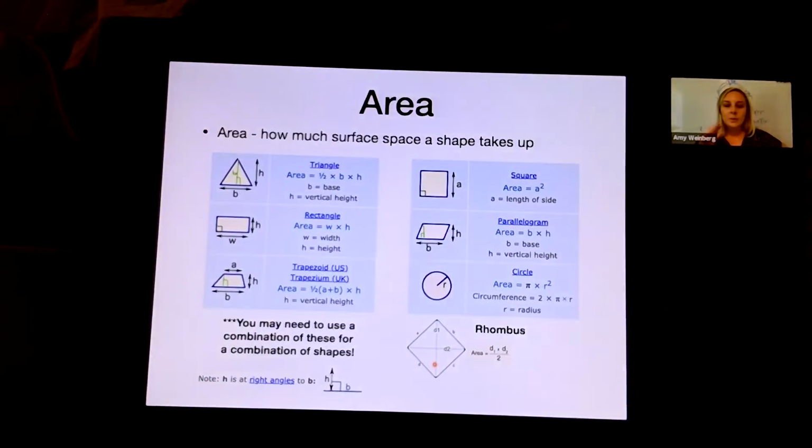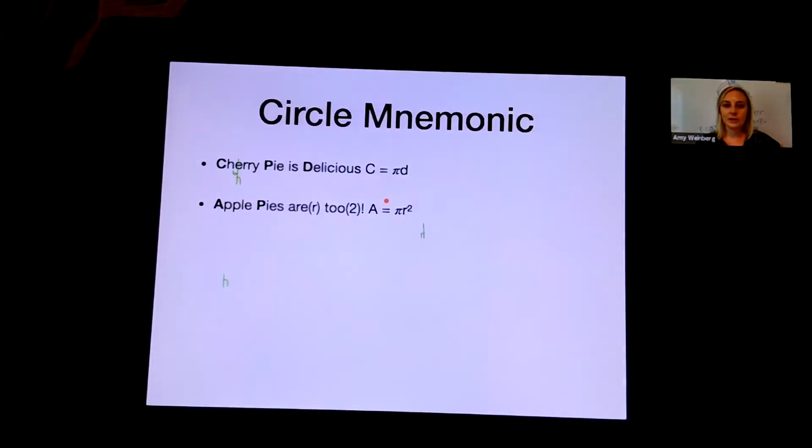Now, more often than not, to make a question hard, instead of giving you something like a trapezoid, they're probably going to give you a combination of shapes. So that's more likely what you'll see. If you ever get a combination of shapes, break it up into shapes that you know. Break it up into a triangle and a rectangle. Break it up into a rectangle and a circle, like half a circle or a quarter of a circle. That's where they make it hard.